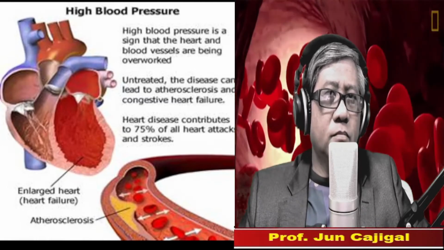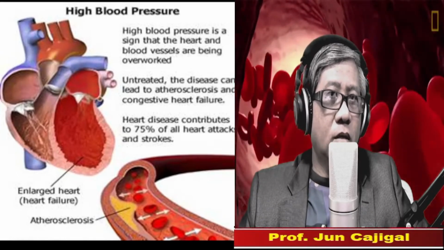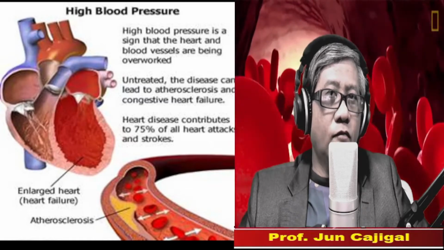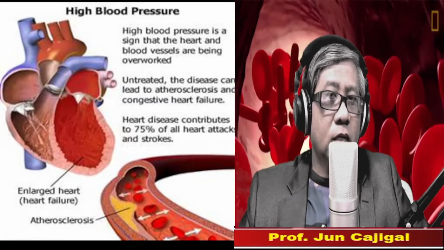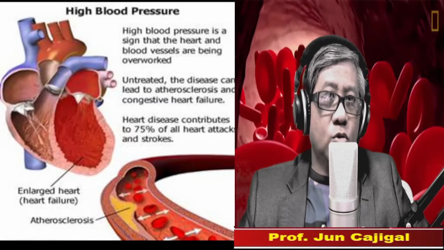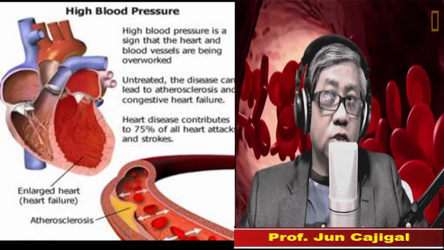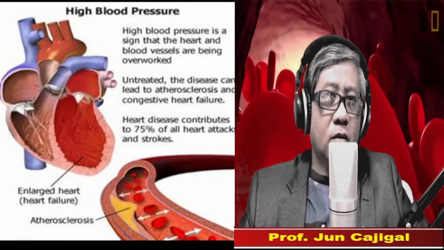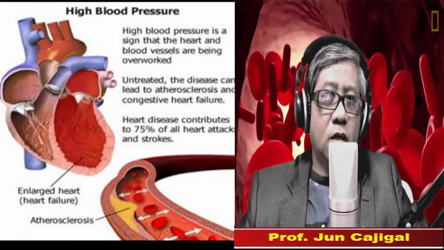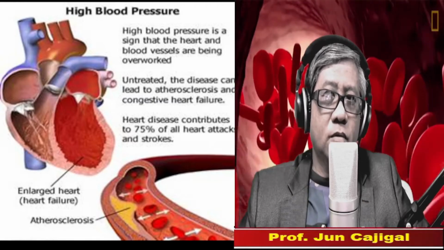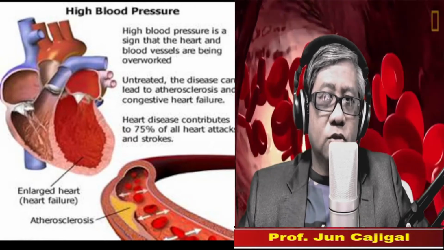Now, actually, high blood pressure is a sign that the heart and blood vessels are being overworked. So take note of that. And if left untreated, the disease can lead to arteriosclerosis or the hardening of the arteries and congestive heart failure. Now, heart disease contributes to 75% of all heart attacks and stroke. And it is very important to monitor our blood pressure.